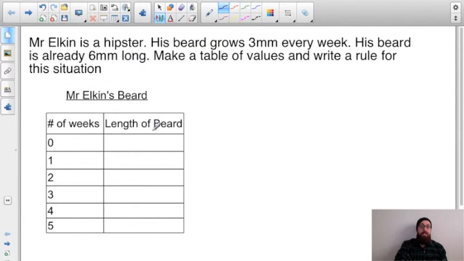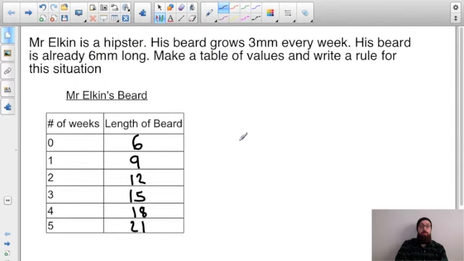Well, first thing, it says that right at the beginning my beard is already 6 millimeters long. So after 0 weeks, we can already say that my beard is 6 millimeters long. Now we can keep looking. Now it says it grows 3 millimeters every week. Well, after 1 week, we add 3, we should get 9 millimeters. And then at 2 weeks, it should be 12. And then each time it's just going to go up. So we've got our table.